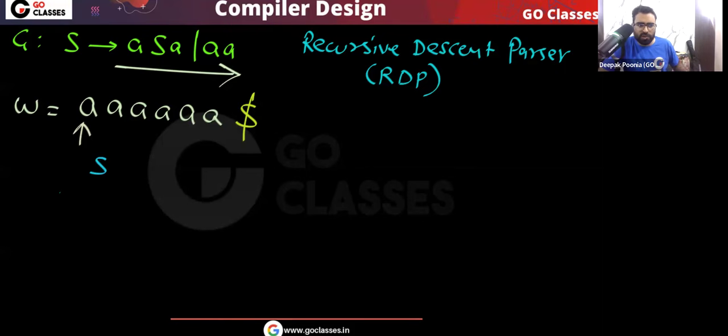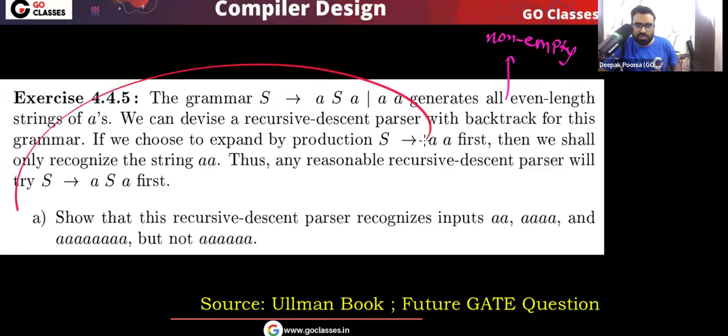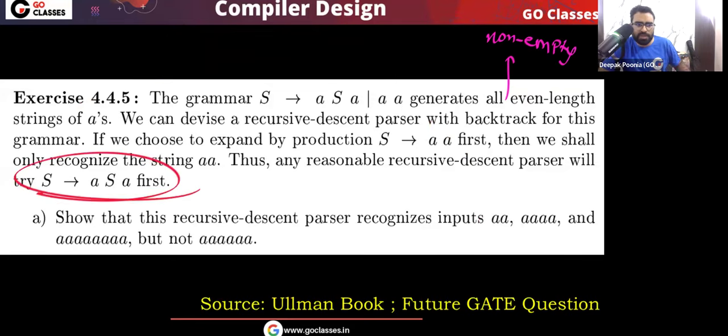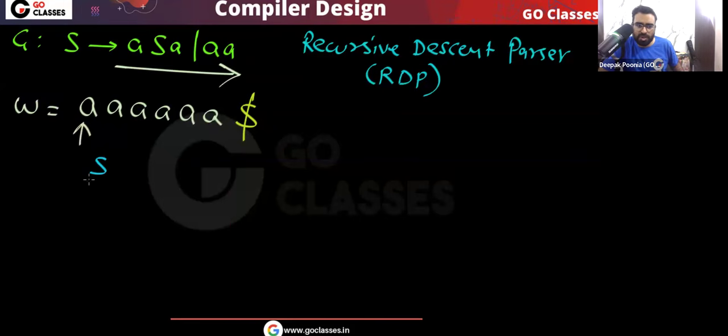Now notice what will happen. You can see that the Ullman question is telling us that we need to try S going to ASA first. So this production we have to try first. Notice one thing, that this A and this A are matching. Very good. Let me write it like this: S going to ASA. This A and this A are matching, so on the input, I will go to the next symbol.